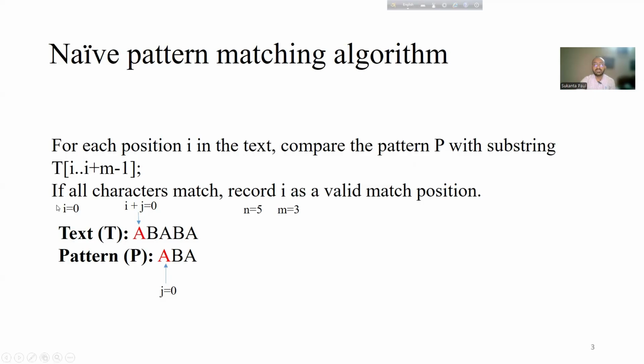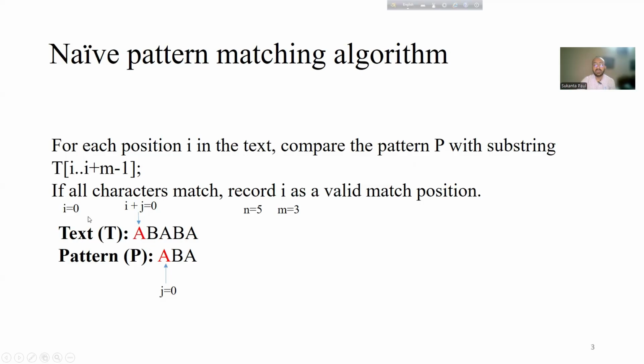So I represents the valid match position of the pattern P, and J represents the position of all characters of pattern P. And I plus J indicates the position of the text T. Initially the value of I is equal to 0. The searching with I will continue up to n minus m. Here n represents the length of text T and m represents the length of pattern P.